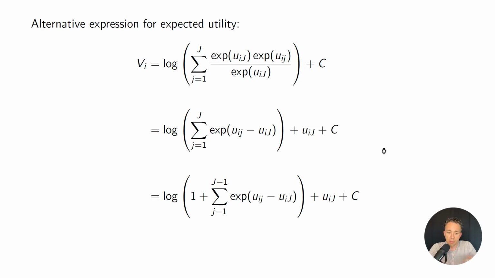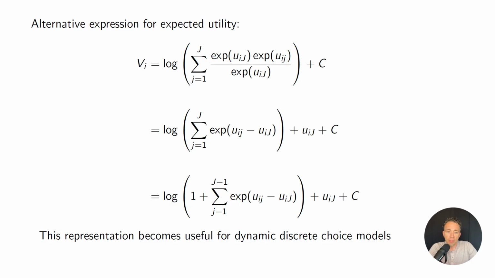And the reason that I'm bringing it up right now is because we can think about, in a dynamic model, a person may not know what their future epsilon is going to be. So they're going to have to take expectations with respect to their future epsilon. And so we'll get to a similar representation of this in a later video when we talk about dynamic discrete choice models. So this is just kind of planting the seed right now.